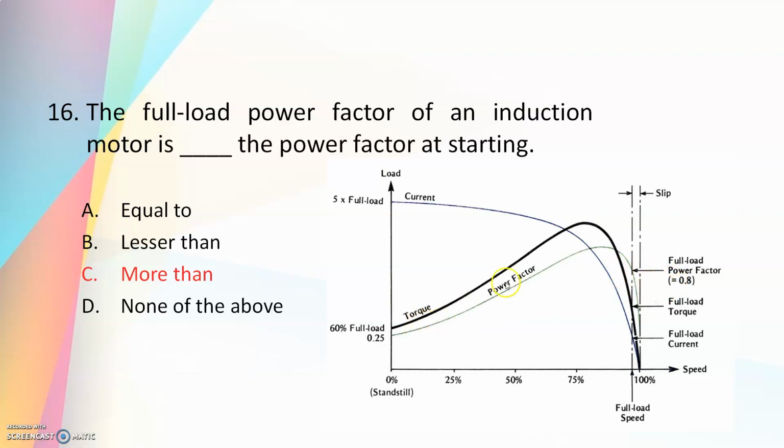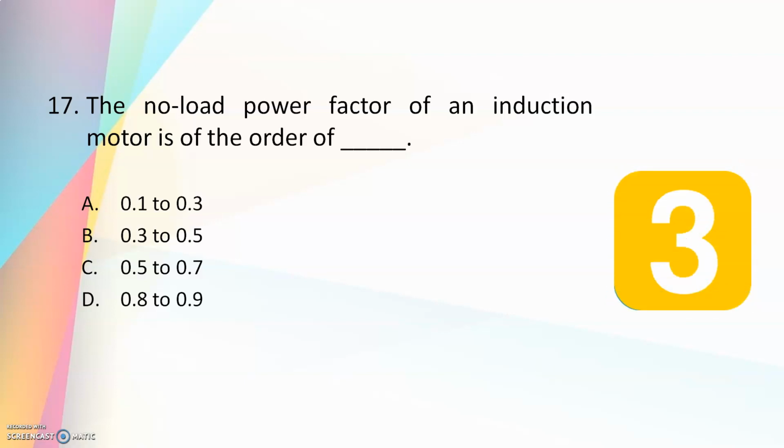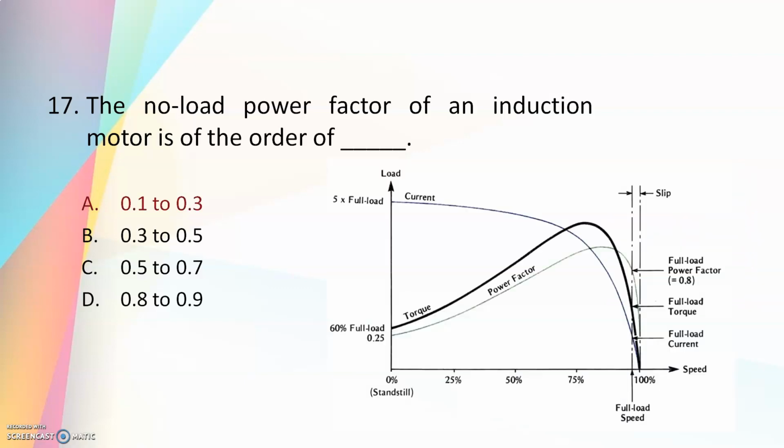So this is the relation between power factor and the speed. The no load power factor of an induction motor is of the order of 0.1 to 0.3, 0.3 to 0.5, 0.5 to 0.7, 0.8 to 0.9, and here you go. And the answer is 0.1 to 0.3. The no load power factor tends to be very low because the current drawn is mainly inductive in nature.